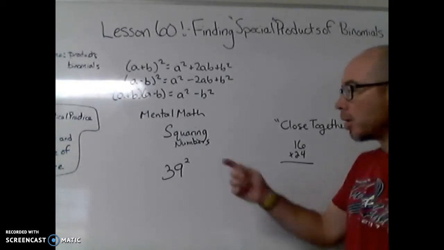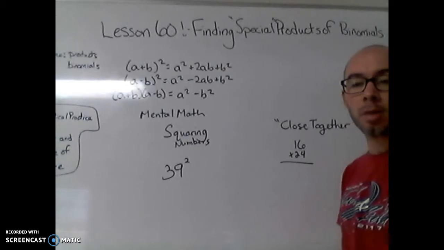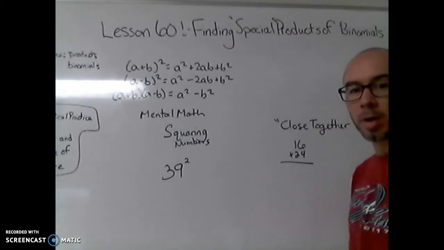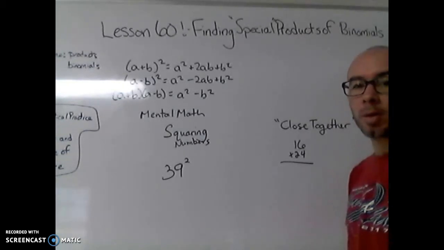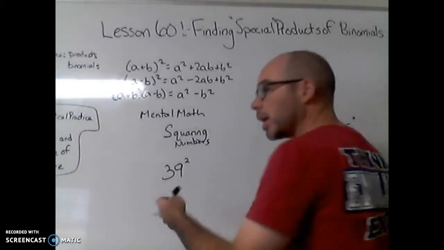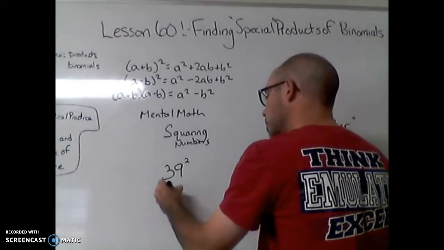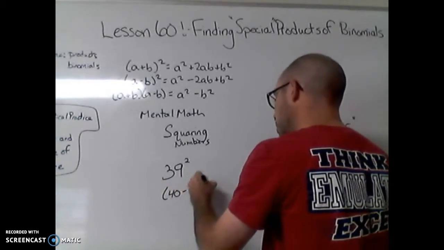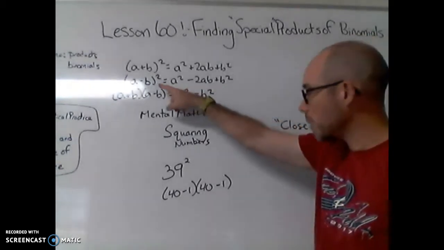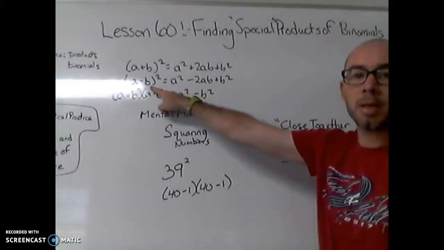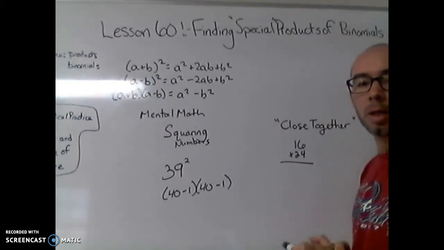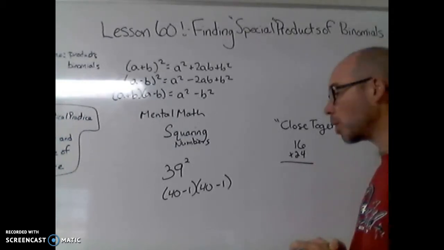Now, I don't know about you, but I do not have 39 squared memorized. I have up to 12, 13 squared memorized, maybe up to 20 squared memorized, but I do not know what 39 squared is. But we can use the fact that they're both close to 40. 39 times 39 is actually taking 40 minus 1 times 40 minus 1. And I look up at my patterns, and that is the same thing as (a minus b) squared.